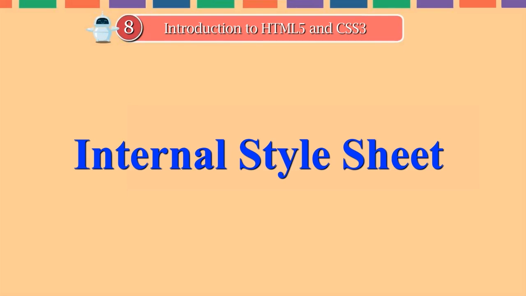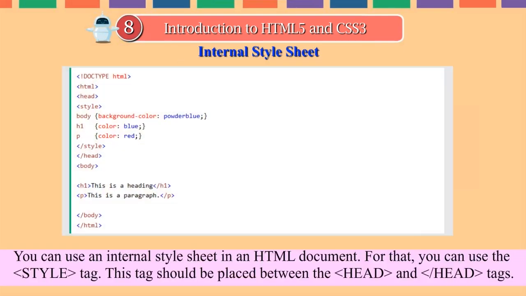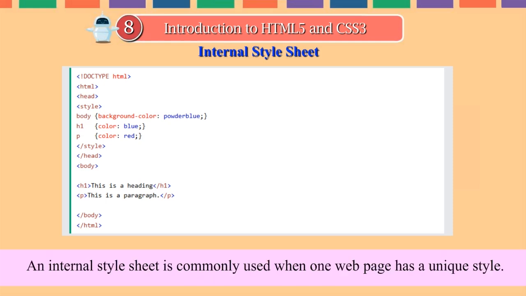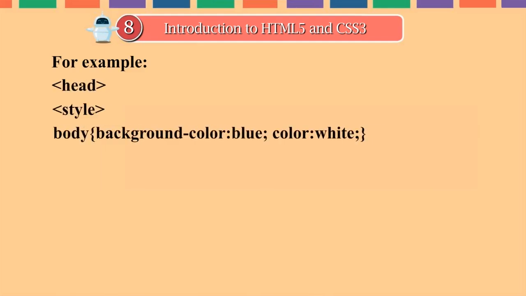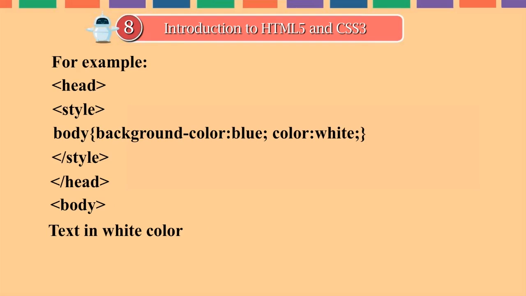Internal style sheet. You can use an internal style sheet in an HTML document. For that, you can use the style tag. This tag should be placed between the head and /head tags. An internal style sheet is commonly used when one web page has a unique style. For example, <head><style> body { background-color: blue; color: white; } </style></head> <body> text in white color </body>.